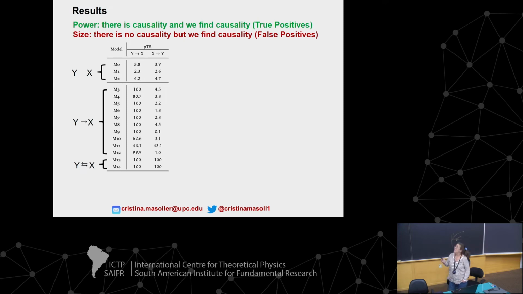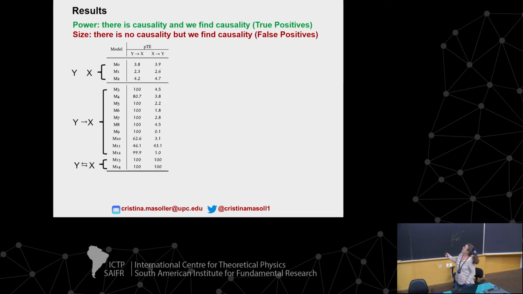So that is called power. There is causality and we find causality. In a different context, it's called true positive: I detect causality and there is causality. And the size is: I know the model, I know there is no causality, but I find it, because I do my significance analysis and I decide that my value is significant. So this is a mistake. It's called false positives.